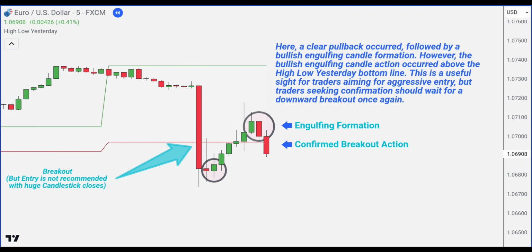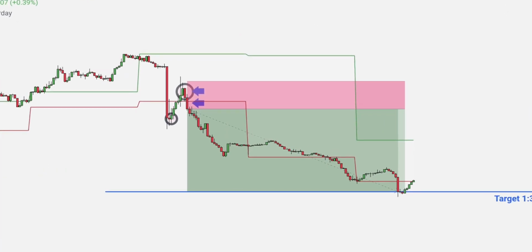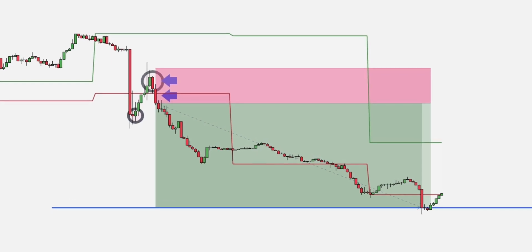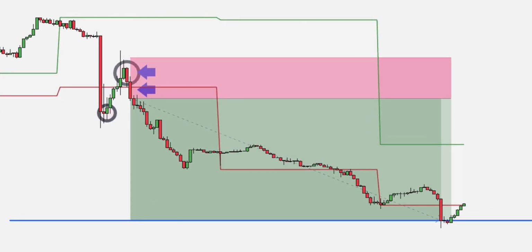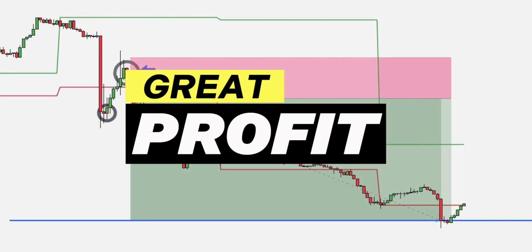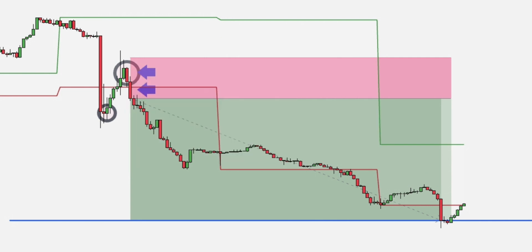Cautious traders waiting for confirmation didn't have to wait long because the indicator's bottom line was breached again after just one candlestick. Now, these traders can also open a short position trade. By carefully analyzing the price movement and integrating it with the high-low yesterday indicator, we once again achieved a great profit. Dear friends, I believe you have learned the rules of the trading strategy and how to use it.